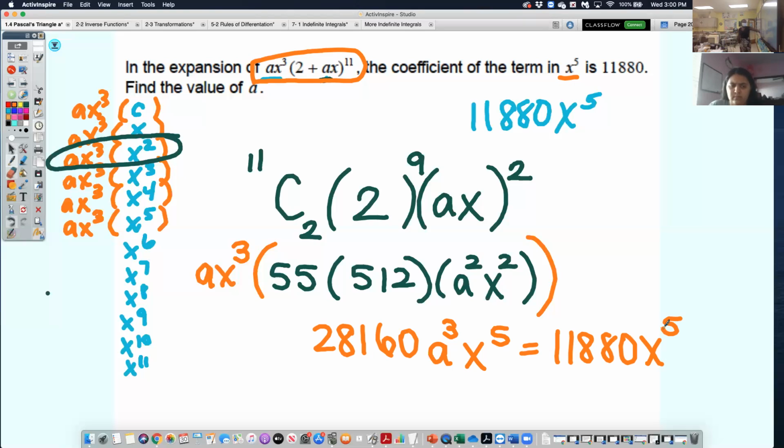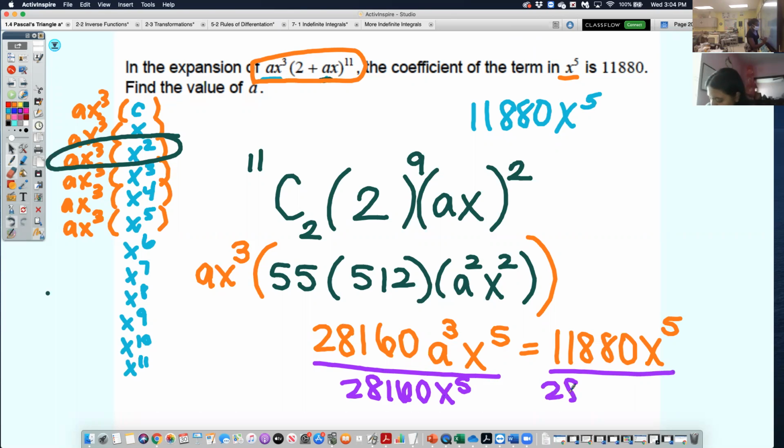So I set 28,160 a to the 3rd x to the 5th equal to 11,880 x to the 5th. At this point, all we need to do is solve for a. So that means we need to isolate a. We're going to divide both sides by this large number over here and the x to the 5th because I want to get a by itself.